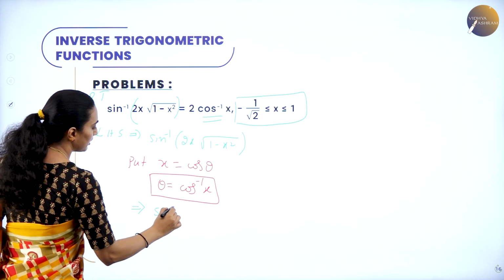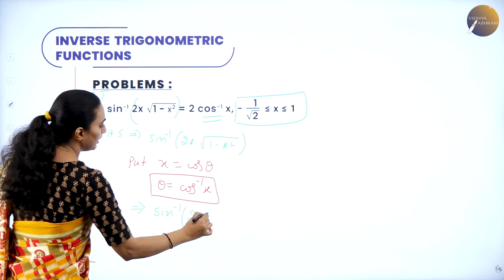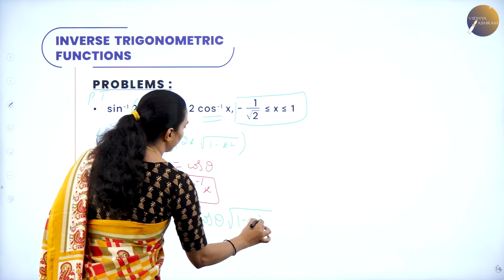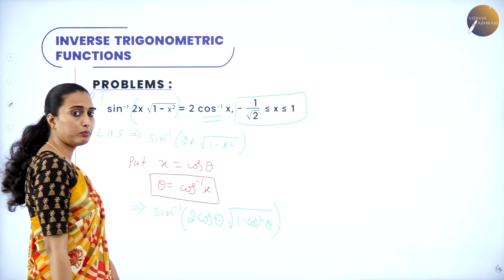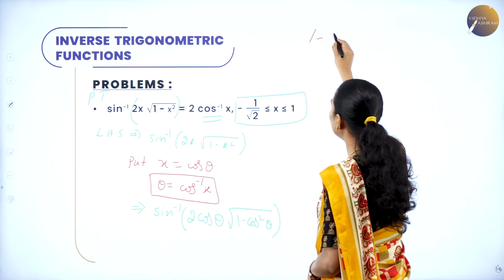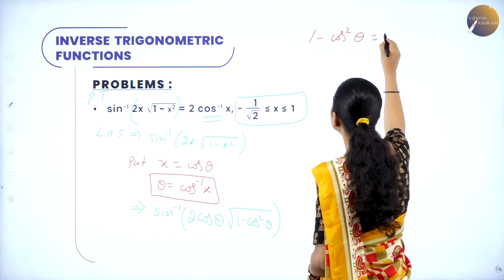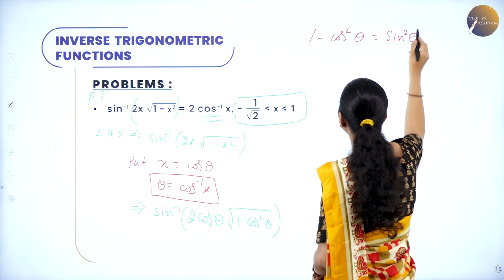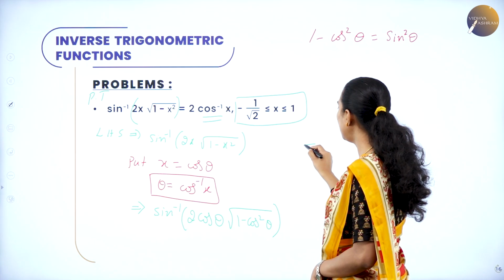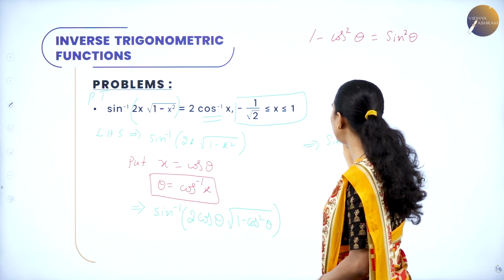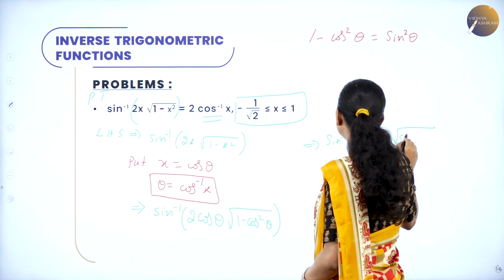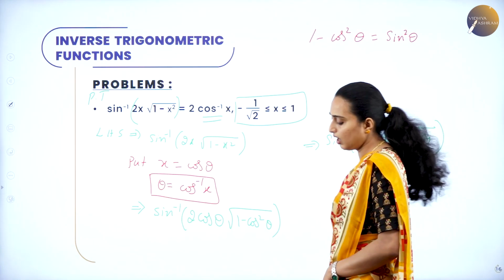sin inverse of 2 cos theta, x is cos theta, under root 1 minus cos squared theta. Now you are finding out under root 1 minus cos squared theta is what? It is nothing but sin squared theta. Here I am going to write 1 minus cos squared theta is nothing but sin squared theta. Correct? So therefore I am going to have here, which implies that sin inverse of 2 cos theta under root sin squared theta. Correct? Now root will go.